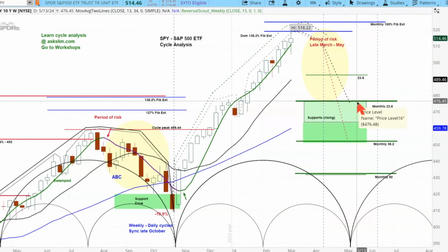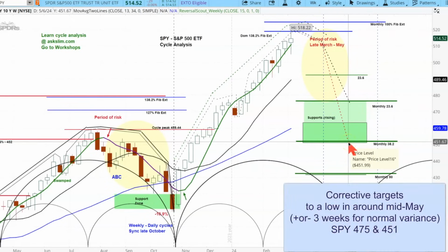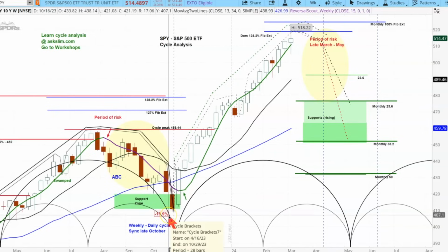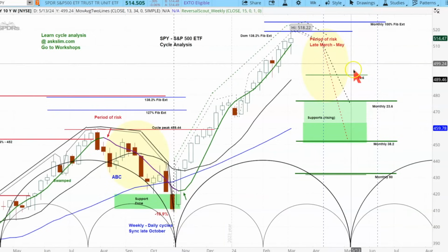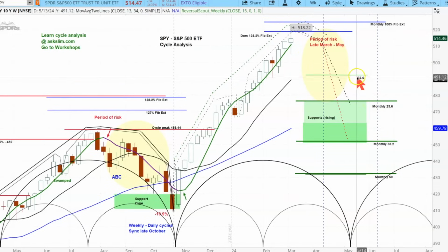That would be only about an 8% correction down to there, all the way down potentially to here, which is 451. And that would be about a 14% correction. So that would be pretty big. Remember, this one right over here was 10.9%. So it's pretty reasonable to expect that the 475 area will be tested in this correction. Though, you see this 23.6, that's 492.